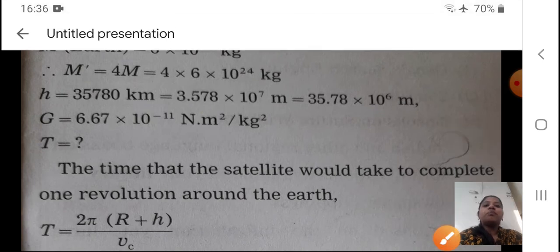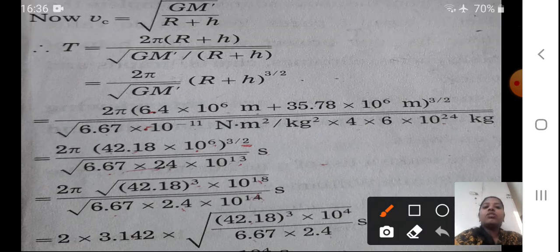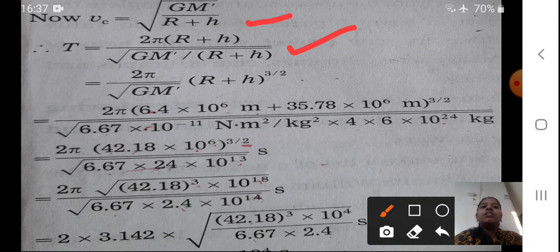Okay students, now we will proceed. Now V, the orbital velocity, you can calculate by root of G M dash upon R plus H. Now I have substituted the V value in that T formula. So I have got T is equal to 2 pi (R plus H) upon root of G M dash upon (R plus H). Now you can see here 2 pi upon root G M dash, and (R plus H) to the power 3 by 2. Why 3 by 2? Because this is in the root, so when it goes up it becomes 3 by 2.